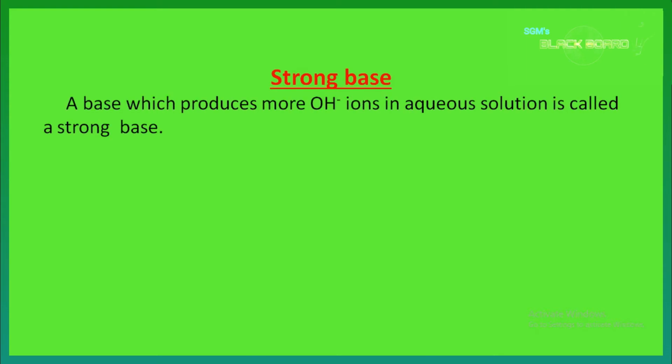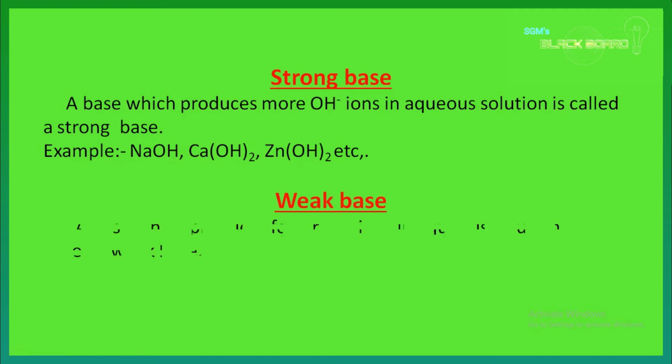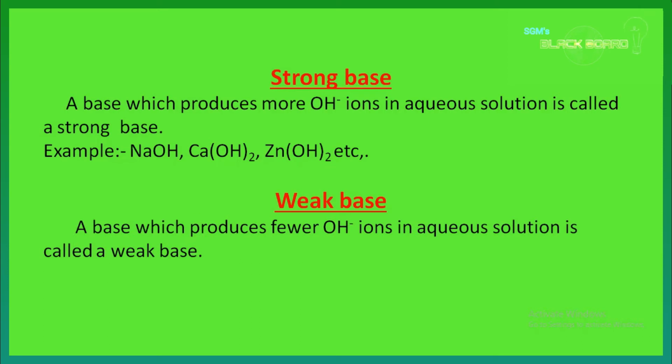Strong base. A base which produces more OH- ions in aqueous solution is called a strong base. Means a base which is completely ionized in water is said to be a strong base. Example: sodium hydroxide, calcium hydroxide, zinc hydroxide, etc. Weak base. A base which is partially ionized in water and produces fewer OH- ions in aqueous solution is called a weak base. Example: ammonium hydroxide.